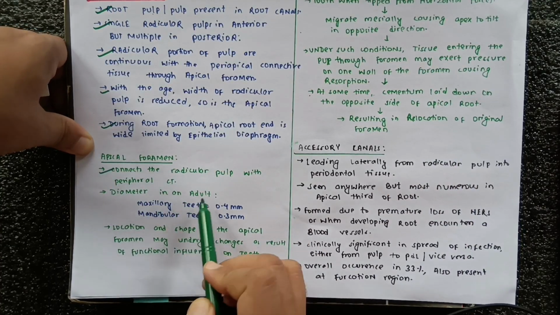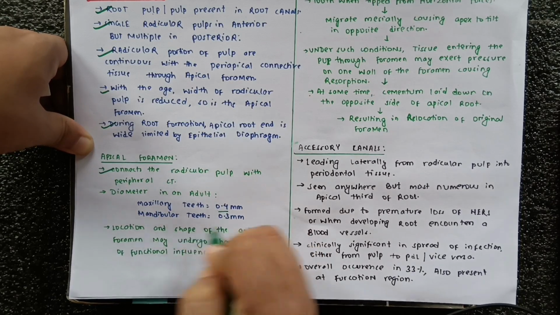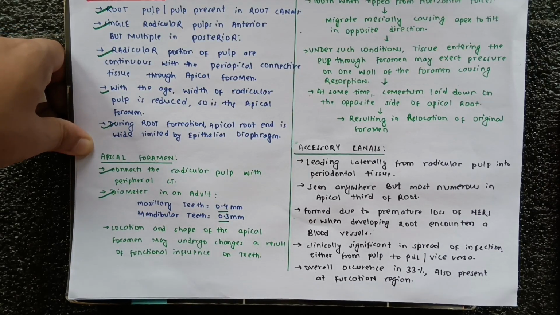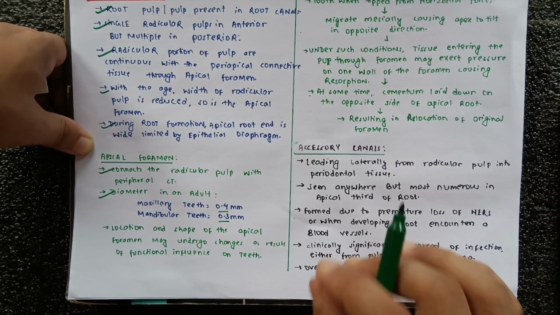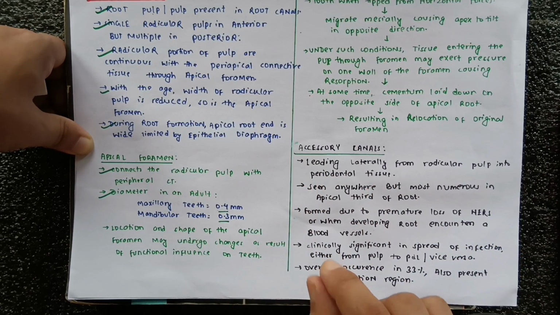After that, the diameter in the adult maxillary teeth is 0.4 mm, and in the mandibular teeth it is 0.3 mm. Okay, so you can remember this data. So in maxillary teeth it is 0.4 mm, and in the mandibular teeth it is 0.3 mm. So in the maxillary teeth there is a larger apical foramen.